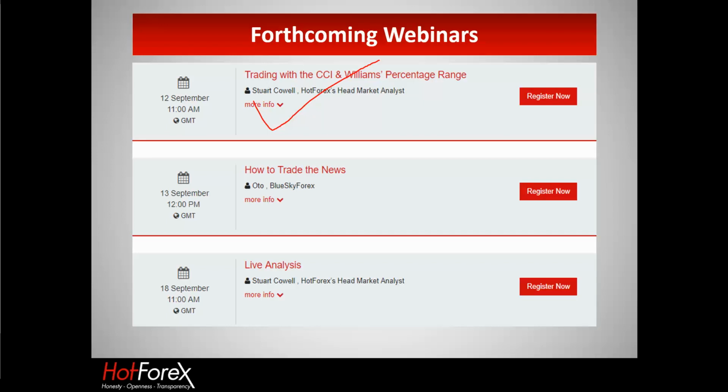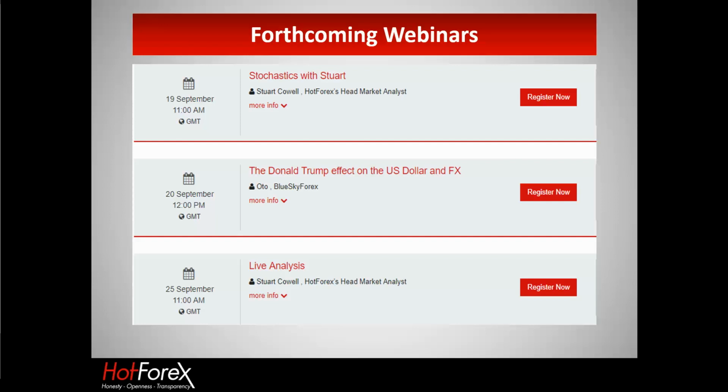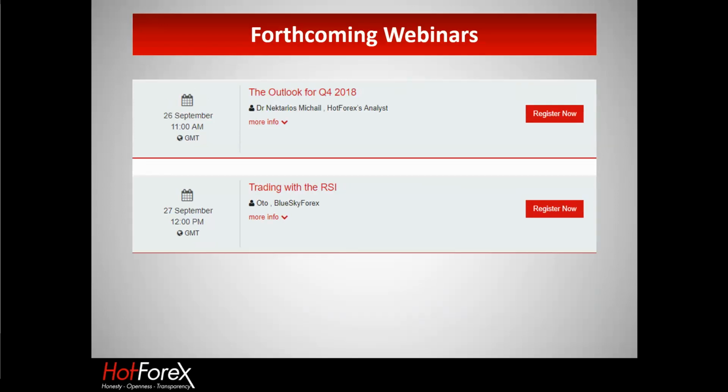Okay, Matthias, no problem. So tomorrow, trade the news, live analysis on Tuesdays, stochastics. We go back to perhaps the stochastics, which seem to be more popular, more people use. I don't know why they don't use percentage R and CCI more, but stochastics is by far perhaps the most popular of the oscillators. Fascinating title here, Donald Trump and the effect of the dollar and Forex. I'm really looking forward to that with Otto. Live analysis on Tuesday, as I say.